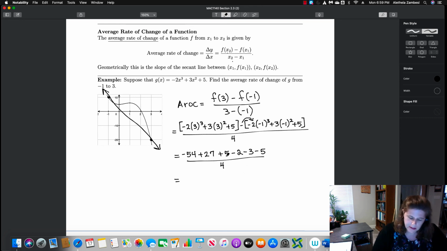Simplifying out our arithmetic, we've got a handy little cancellation here. 54 is twice 27, so we have -27, -29, and -32. So -32 over 4 simplifies to -8. Looking at this slope, this is the slope of that secant line that connects those points, or the average rate of change between those 2 points.